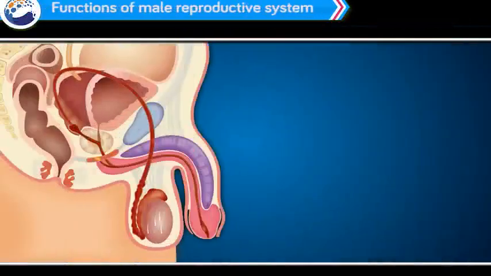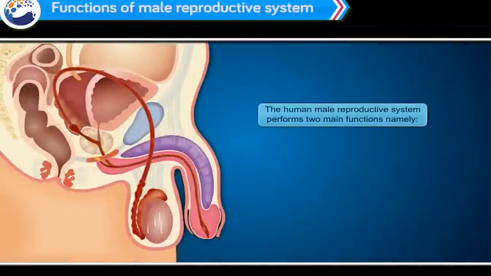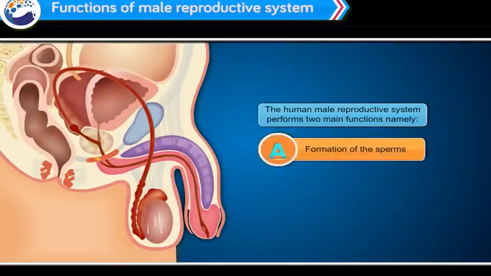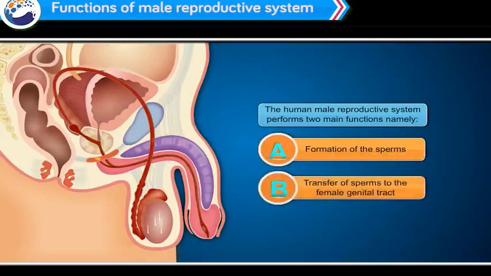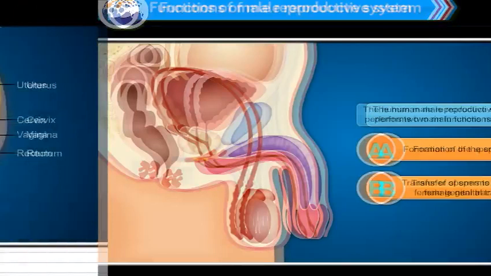Functions of the male reproductive system. The human male reproductive system performs two main functions, namely A. Formation of the sperms. B. Transfer of sperms to the female genital tract.